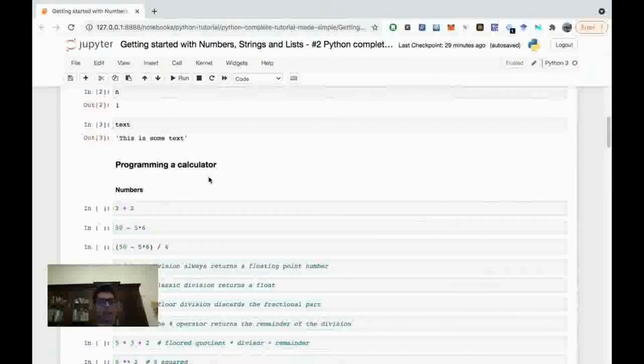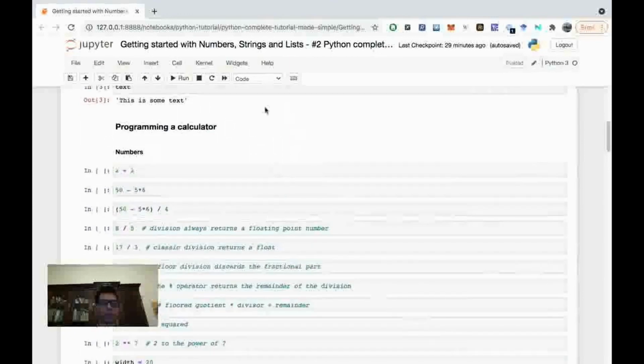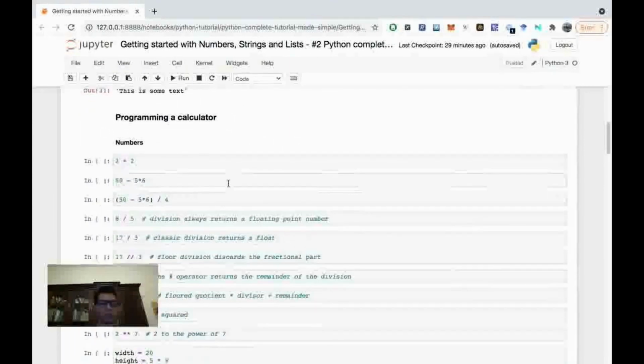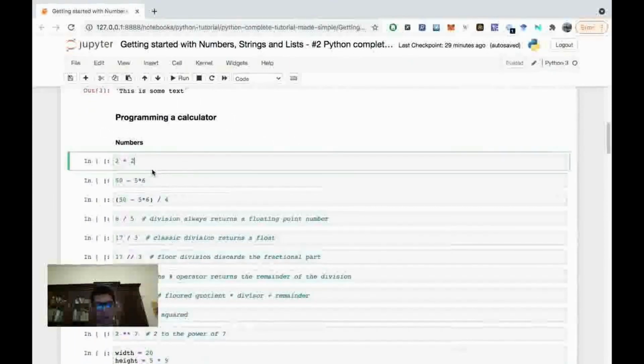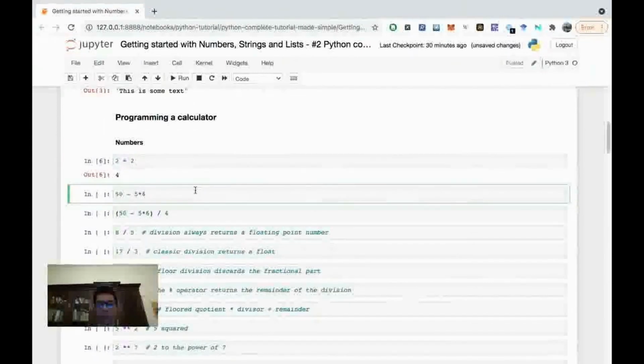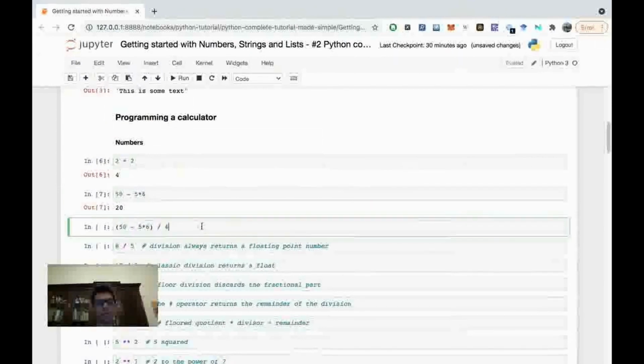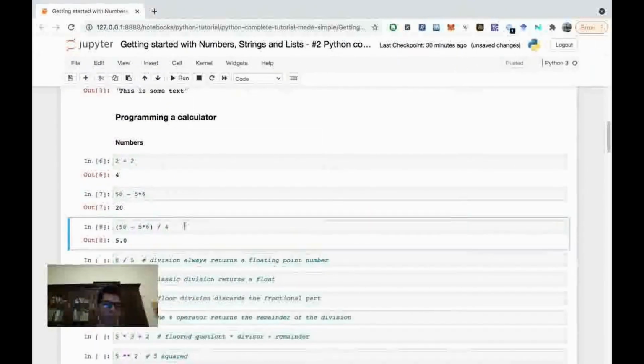Let's see how we can do a little programming calculator. These are examples from the core documentation of Python. In here we can calculate 2 plus 2, just write it in here and you will have 4. You can calculate 50 minus 5 times 6, divided by 4, and you will have 20, and this will be 5.